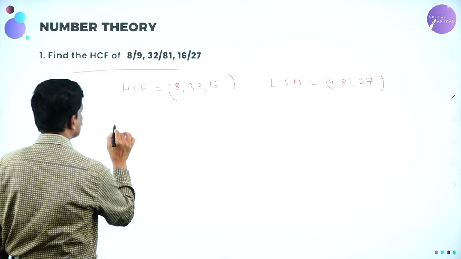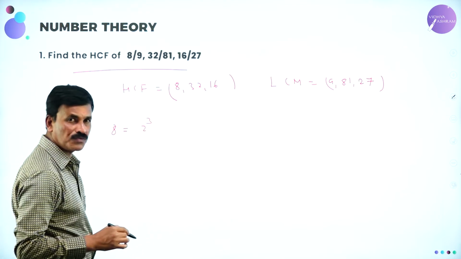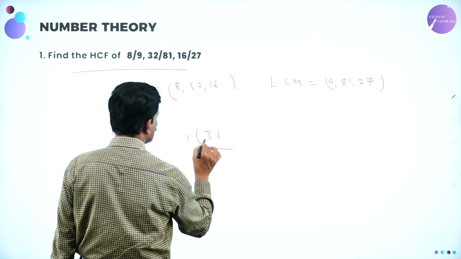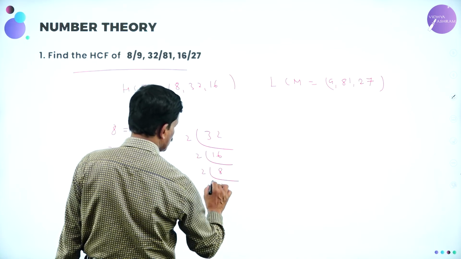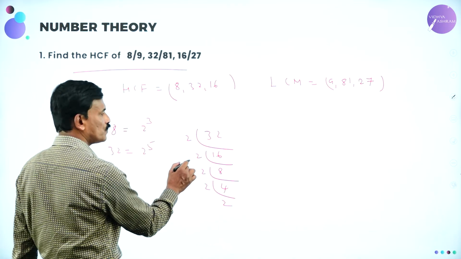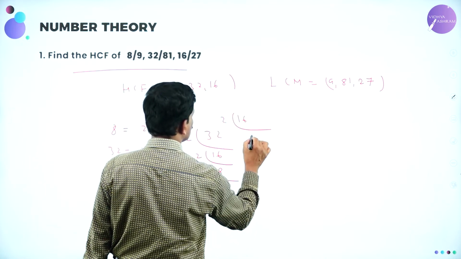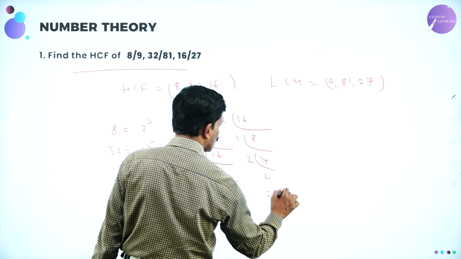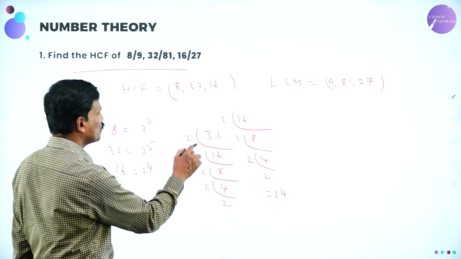Now find out the factors for 8. 8 can be written as 2 cube. 32 can be written as 2 to the power of 5. And 16 can be written as 2 into 8, again 2 into 4, that is 2 into 2, which is nothing but 2 to the power of 4. So 16 can be written as 2 to the power of 4.